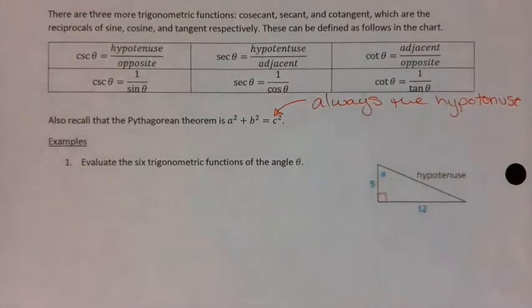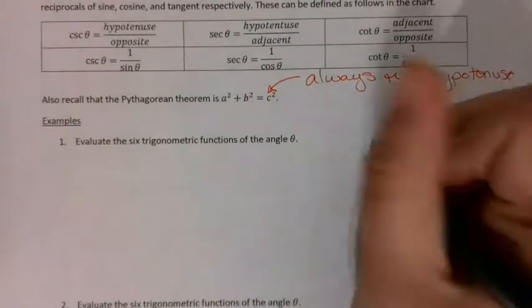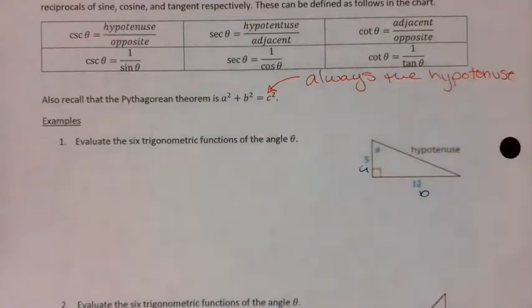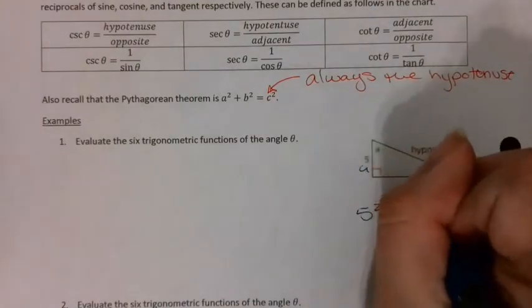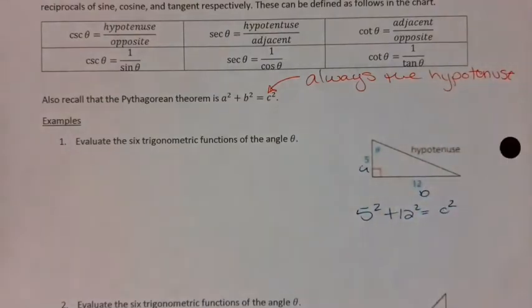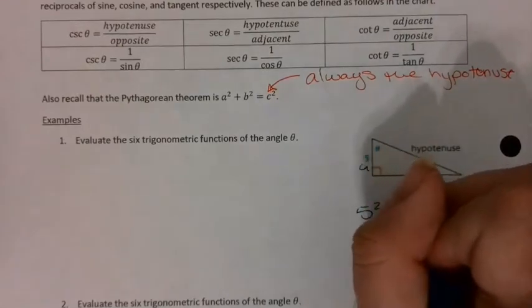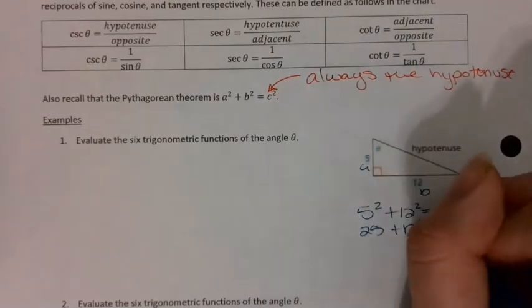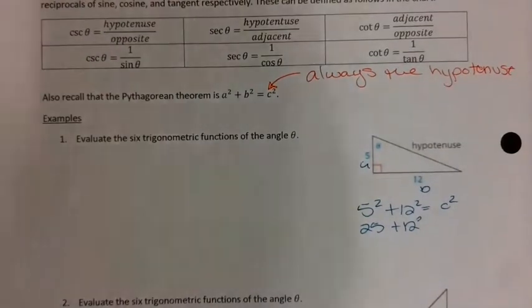Okay. It wants me to evaluate the 6 trig functions of the angle theta. So right now I know my two side lengths, 5 and 12. It doesn't matter which ones I make a and b, I just need to make them. So I have 5 squared plus 12 squared equals c squared, and I need to solve for c so I know the value of my hypotenuse. 5 squared is 25. 12 squared is 144.